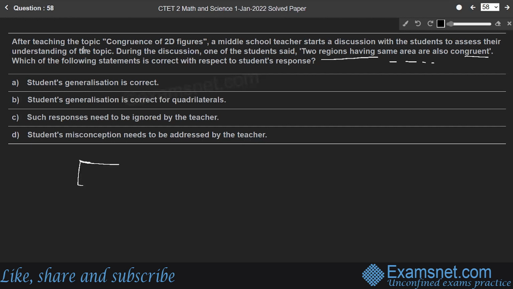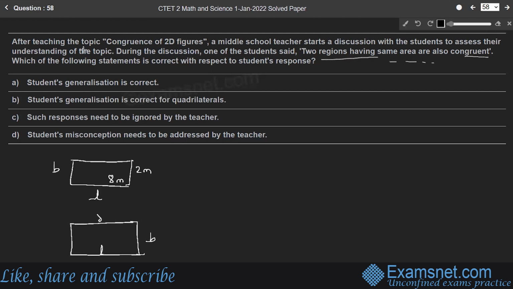compare the congruency of 2D areas. For example, let us consider two rectangular areas, whose length and breadth: length is 8 meter, breadth is 2 meter. Two rectangular areas are said to be congruent when their length and breadth are the same, that is 8 meter and 2 meter, then the areas will be the same. Length into breadth is 16 meter square.